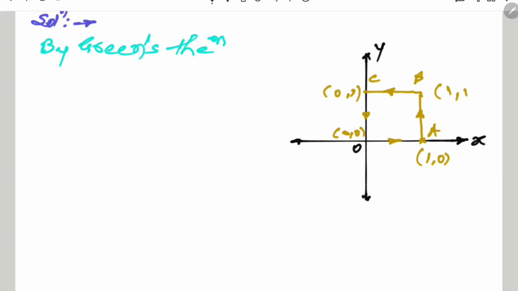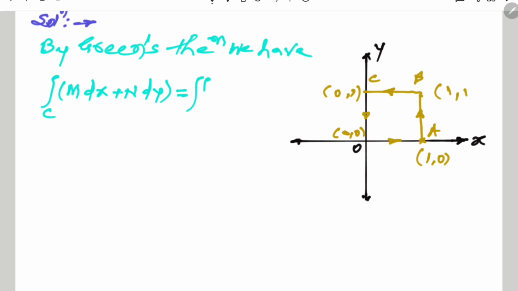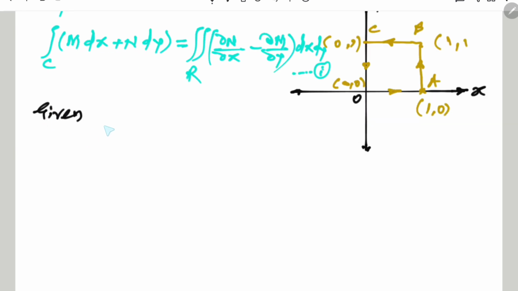Then, by Green's theorem, its statement is like this: the line integration of m dx plus n dy over the curve C is equal to the double integration of dou n by dou x minus dou m by dou y, with respect to xy, over the region R. To verify this Green's theorem, we have to obtain the left hand side by performing line integration and the right hand side by performing double integration over the closed region. Here that closed region is a square.